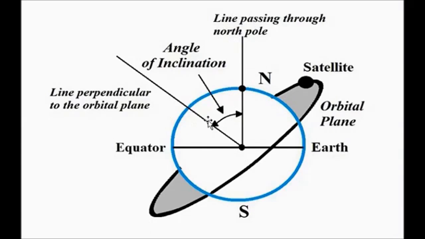So the angle formed between these two lines is called the angle of inclination. The angle formed between the first line, perpendicular to the orbital plane passing through the geocenter, and the line passing through the North Pole and the geocenter, is called the angle of inclination. This is the first definition.